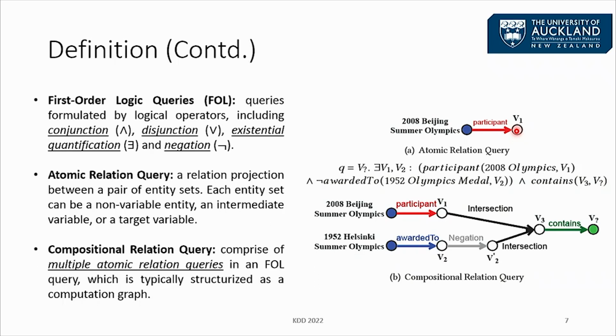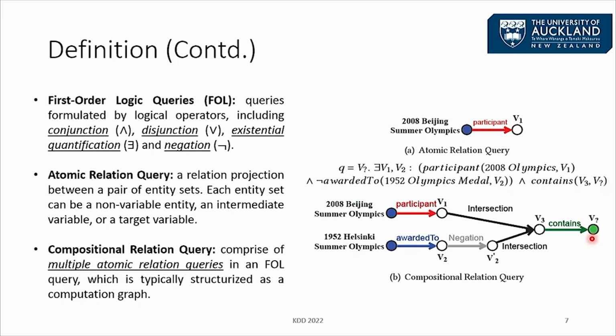But there are more complicated queries. For example, we might have this. First of all, we need to perform a relational projection, and in particular, it is a participant relation. And so from this blue entity, we perform a relational projection. So we get V1, which refers to a set of countries. From the 1952 Helsinki Summer Olympics, we perform another relational projection, and then we obtain another set of entities, V2. And from V2, we want to perform a negation operation so that we will come up with the complement of the set V2. And from here, we want to perform the intersection with the set of countries that is represented by the V1 variable. And then after the intersection, it's still a set of countries, V3. And from there, we want to perform another relational projection, contains, which is a hierarchical relation, to obtain the final target country, CT. So the answer for this query is actually Suva.